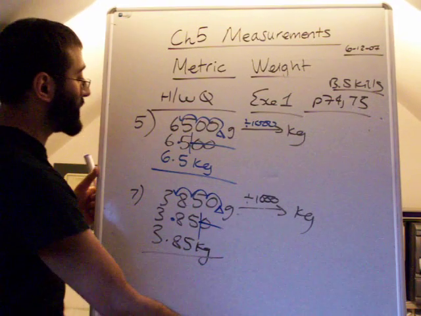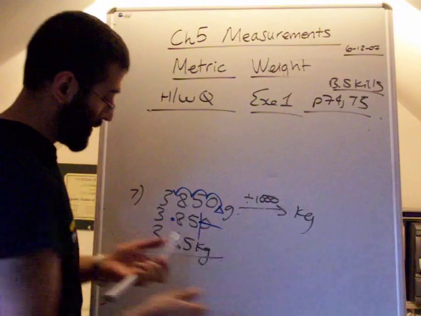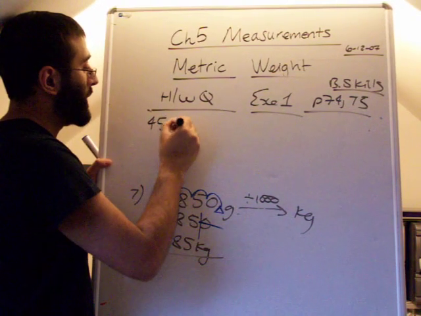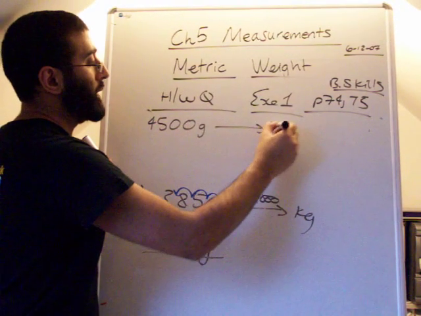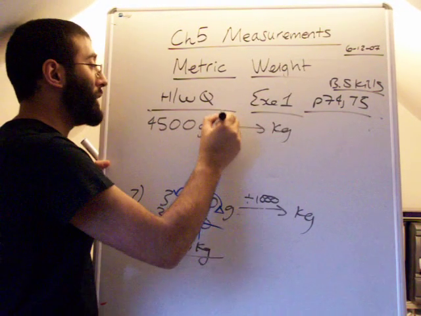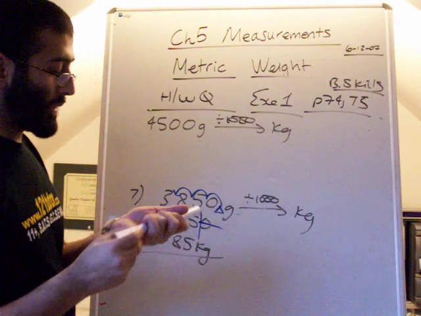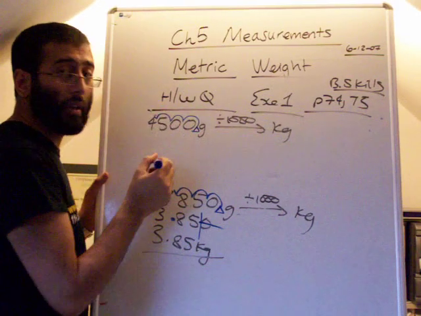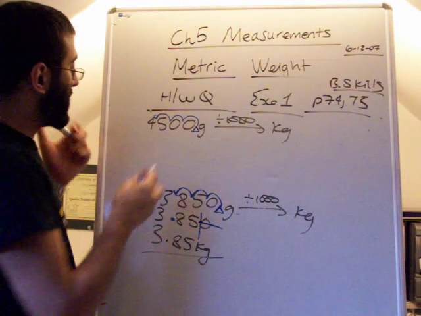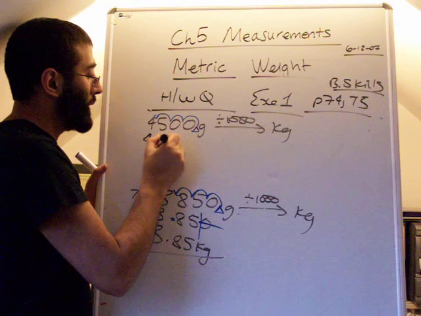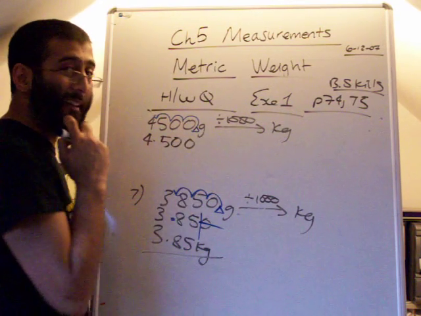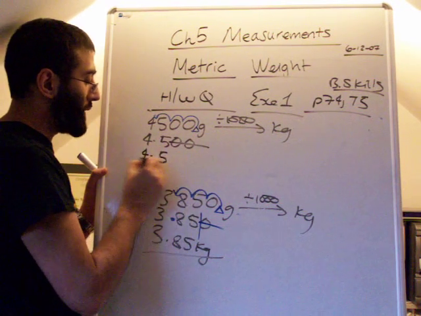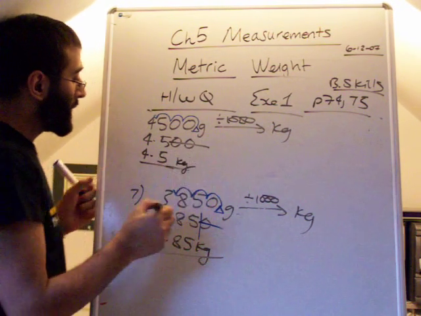Okay. Question number 9 is 4,500 grams. We're going to convert that into kilograms. What do we do? We divide by 1,000. We're going to put the decimal point in at the end of the whole number. 1, 2, 3. Move it back. Copy the numbers down. 4.500. Well, 4.500 is simply 4.5. It's still the same number. That's question number 9.